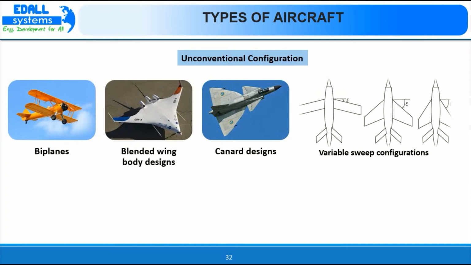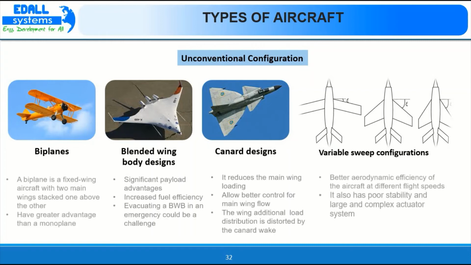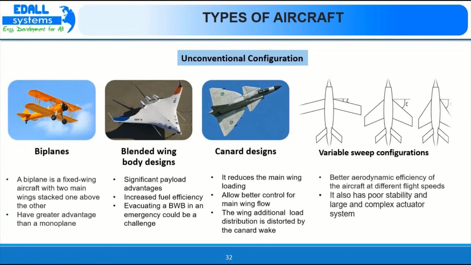So under unconventional configuration, we have categories of biplanes, blended wing body designs, canard designs, then variable sweep configurations. Under conventional, we saw some similarity in all those planes. But in unconventional configurations, we can see how these bodies are different from the bodies we have seen till now. A biplane is a fixed wing aircraft with two main wings stacked one above the other, and has greater advantage than a monoplane.